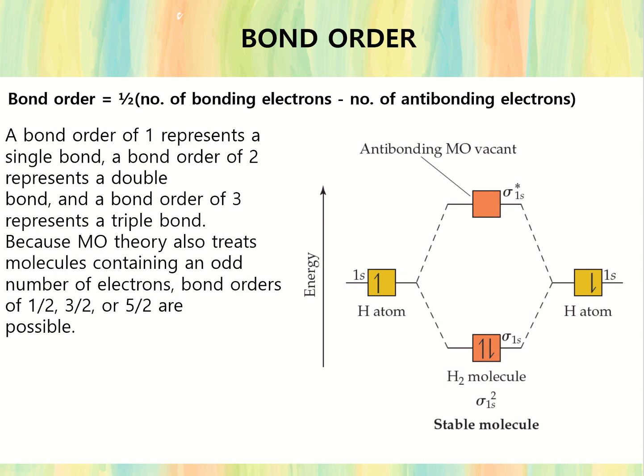So a bond order of 1 represents a single bond, a bond order of 2 represents a double bond, a bond order of 3 represents a triple bond. Because molecular orbital theory also treats molecules containing an odd number of electrons, bond orders of half, 1.5, etc. are actually possible.